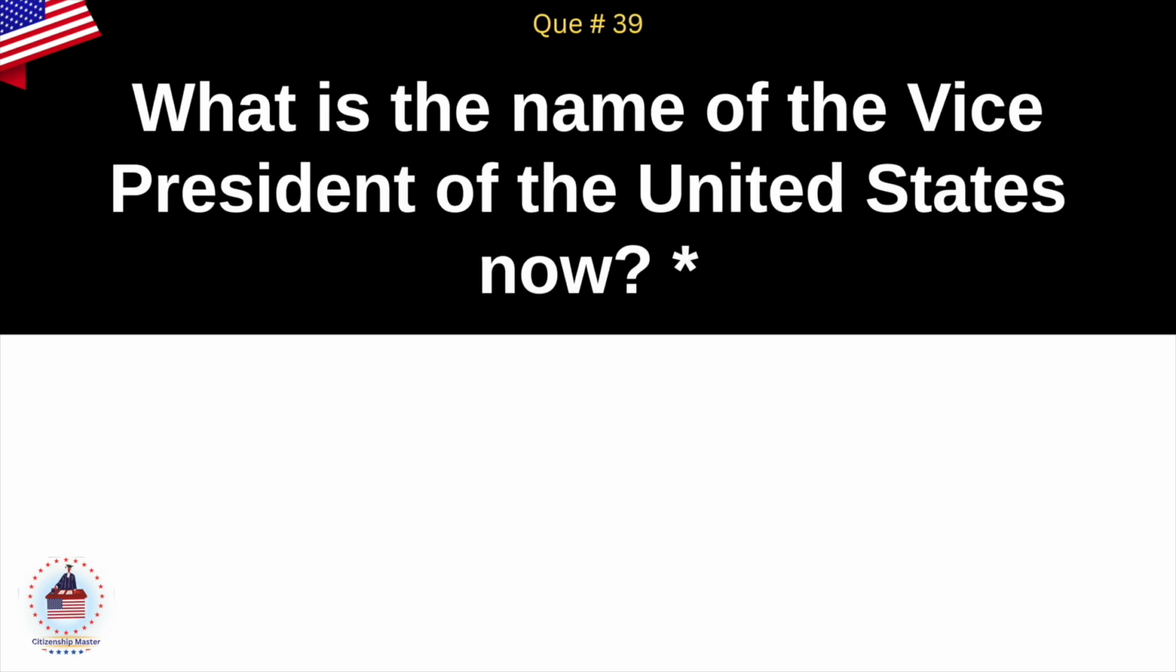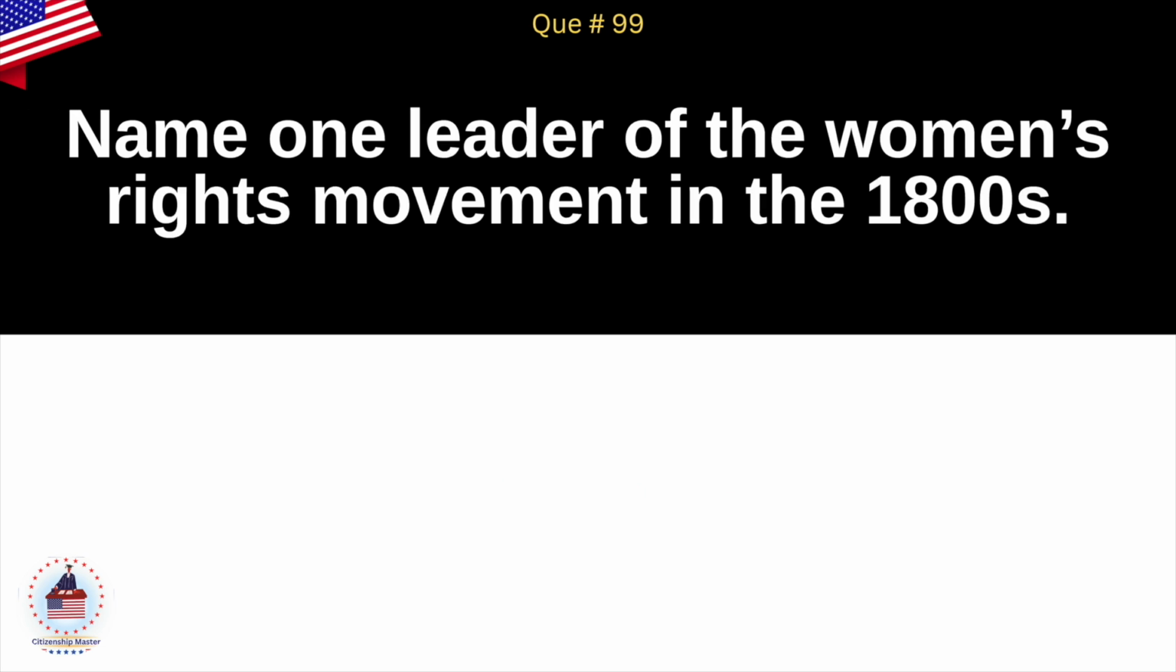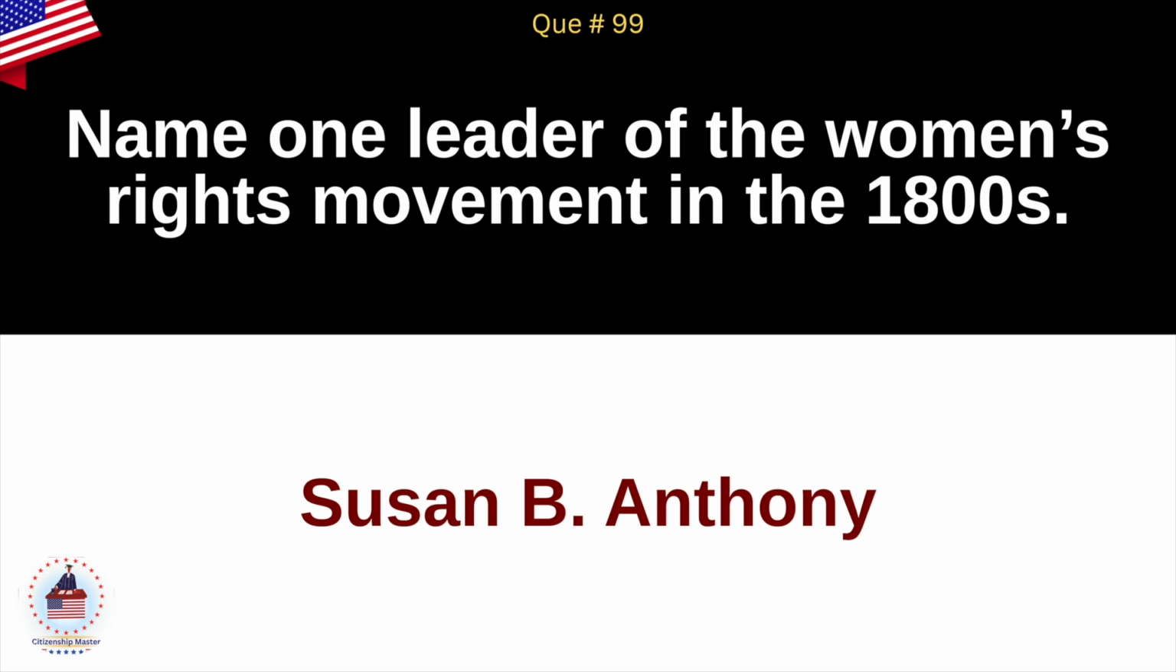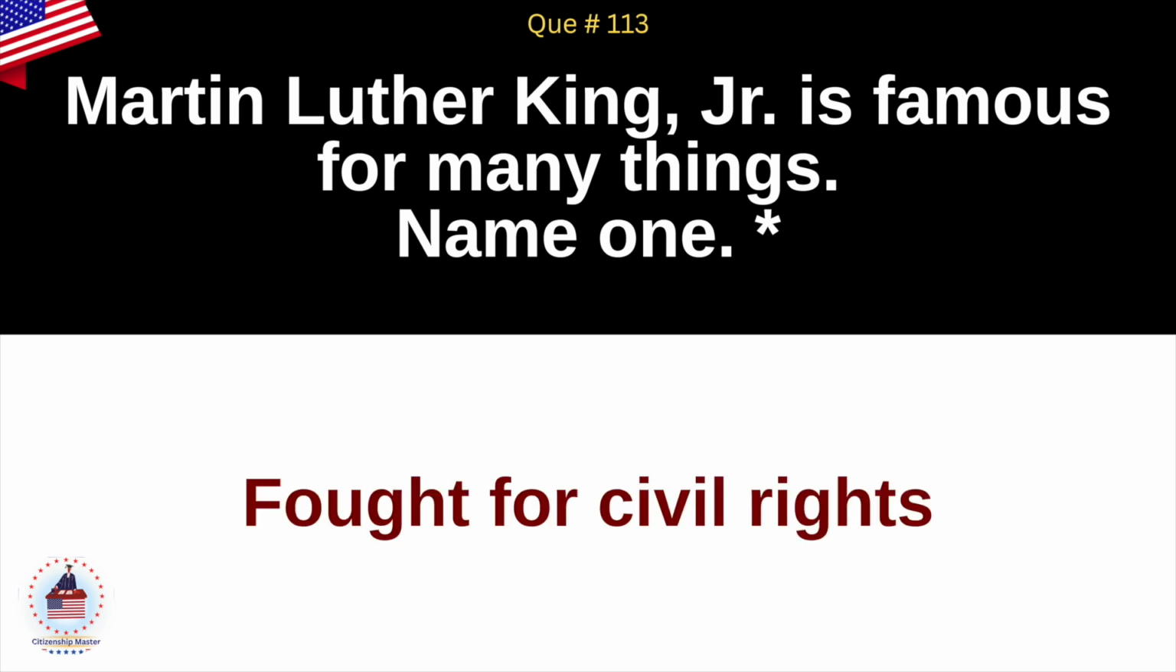What is the name of the Vice President of the United States now? J.D. Vance. Name one war fought by the United States in the 1800s. Civil War. Name one leader of the women's rights movement in the 1800s. Susan B. Anthony. Martin Luther King Jr. is famous for many things. Name one. Fought for civil rights.